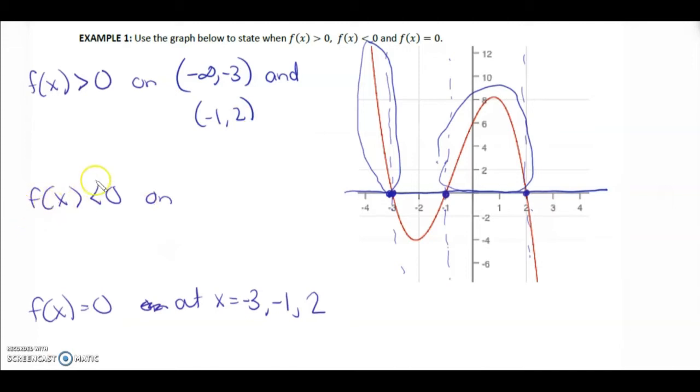And now when is f of x less than 0? So again, reference this x-axis and take a look below the x-axis. So negative 3 to negative 1, and 2 to infinity.